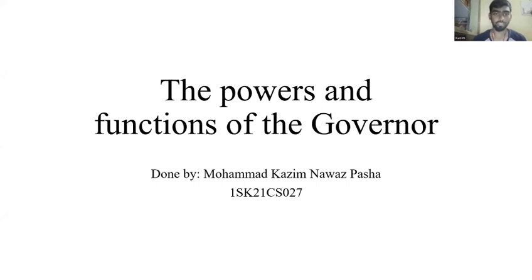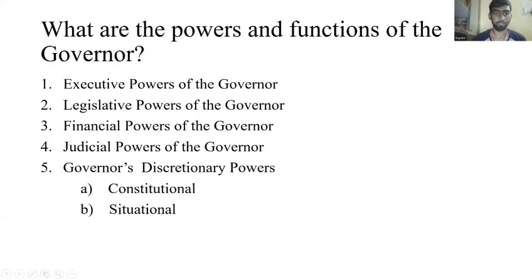I'm going to speak about the powers and functions of the governor. There are five major powers of the governor. Those are executive powers of the governor, legislative powers of the governor, financial powers of the governor, judicial powers of the governor. The last one is governor's discretionary powers, which are further divided into two types: constitutional and situational.